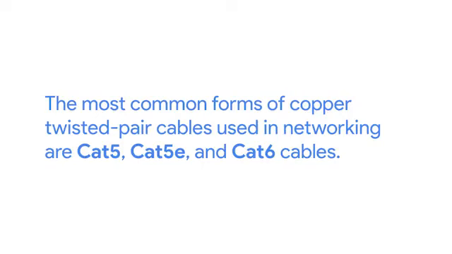The most common forms of copper twisted pair cables used in networking are Cat5, Cat5e, and Cat6 cables. These are all shorthand ways of saying Category 5 or Category 6 cables. These categories have different physical characteristics, like the number of twists in the pair of copper wires that result in different usable lengths and transfer rates. Cat5 is older and has been mostly replaced by Cat5e and Cat6 cables. From the outside, they all look about the same, and even internally, they're very similar to the naked eye.